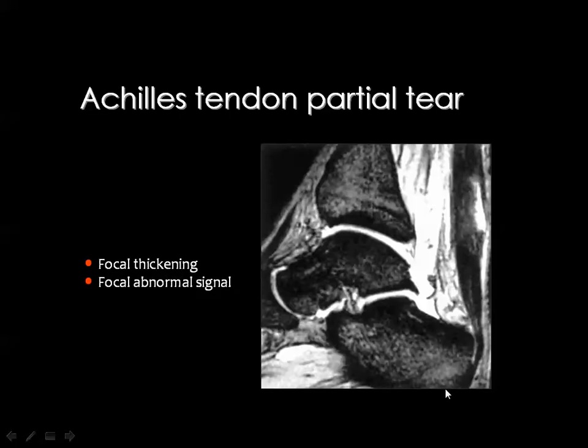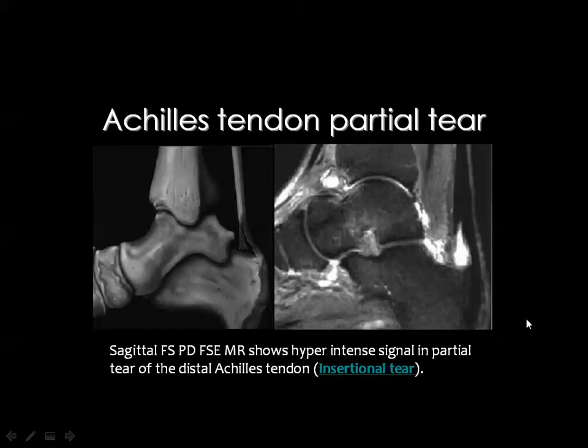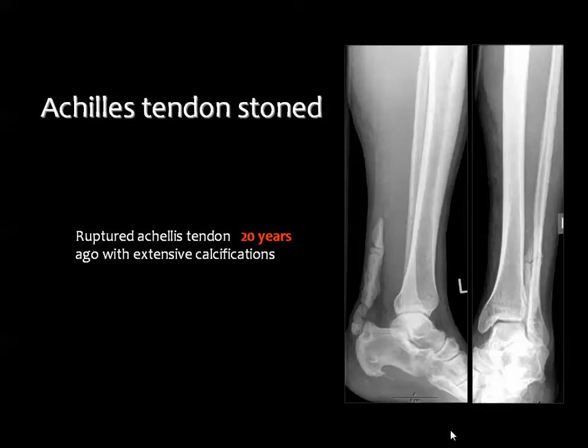And this is also an example of partial Achilles tendon tear. You see the torn fibers are replaced by fluid, and these are the intact fibers. Another example of insertional partial tear of Achilles tendon, the posterior fibers are intact, anterior fibers are ruptured and replaced by fluid signal.